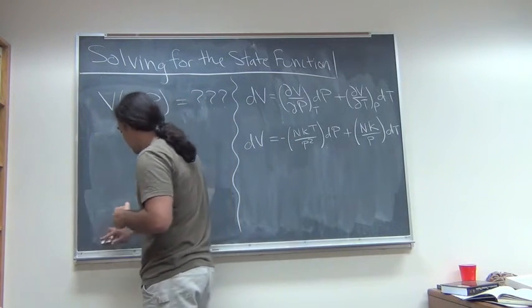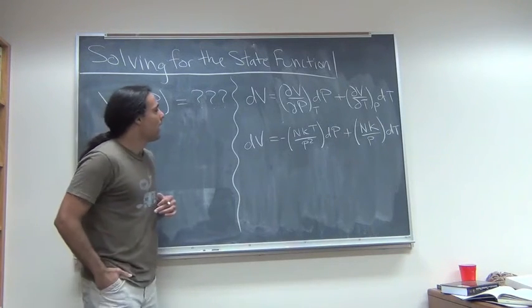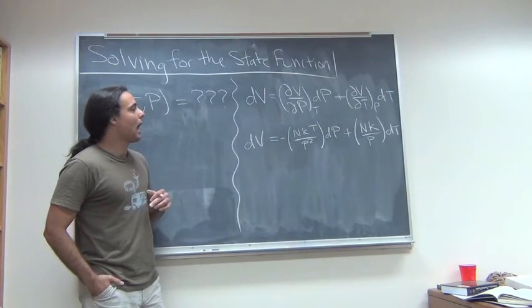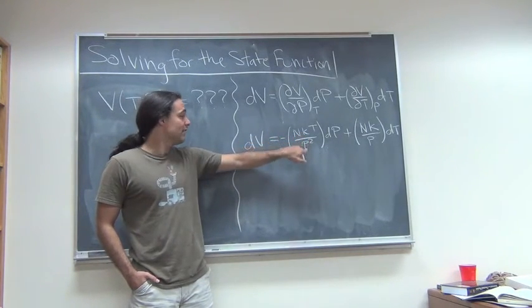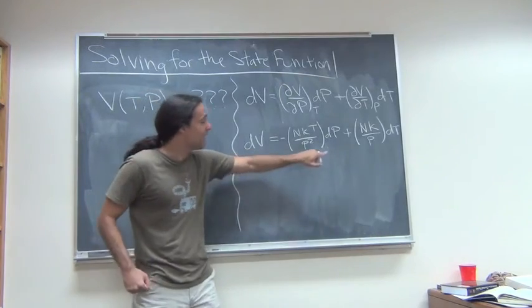Now this is where it gets a little bit tricky. So I started to get these partial derivatives. I took dV dP first and then dV dT.